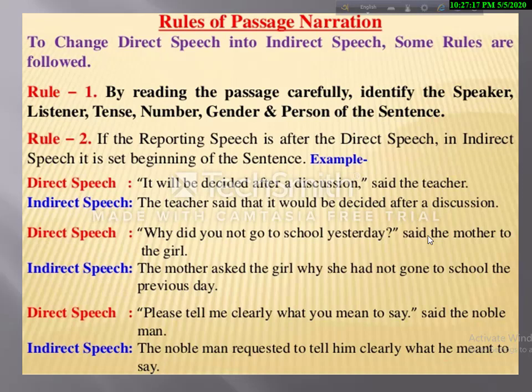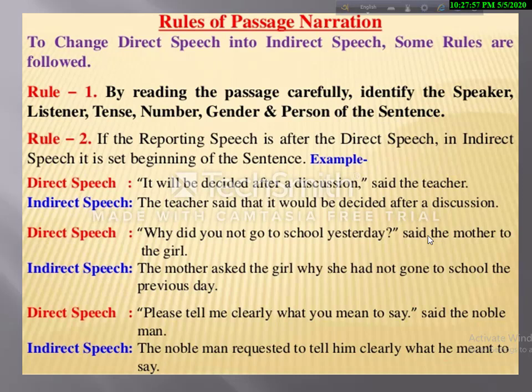So, rules of passage narration. To change direct speech into indirect speech, some rules are followed. I have already said that the precondition of knowing passage narration is that you will have to know the rules of sentence narration. After knowing the rules of sentence narration, you will have to study the rules of passage narration. In previous classes you have learned the rules of sentence narration, and in my other videos you will get them, but here I am with the rules of passage narration.